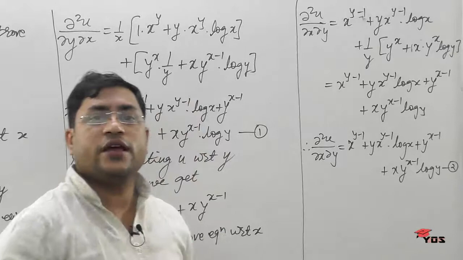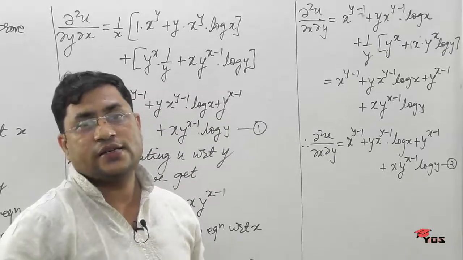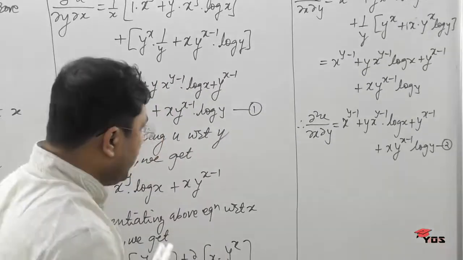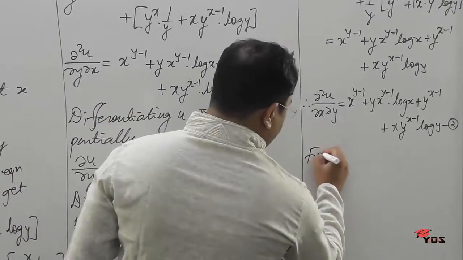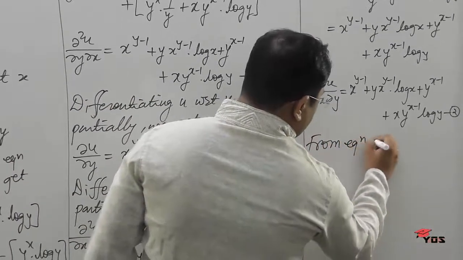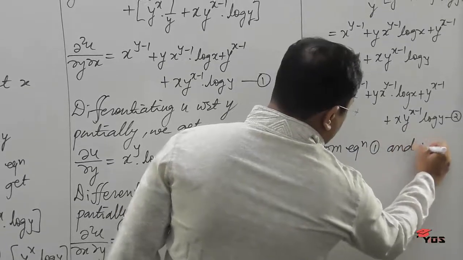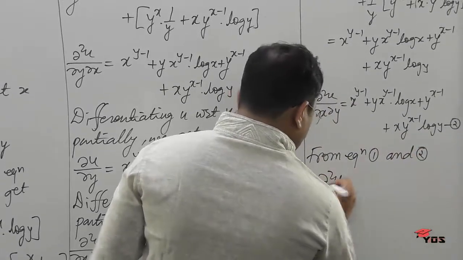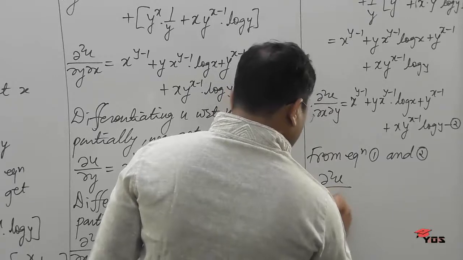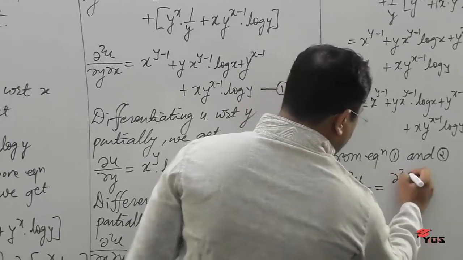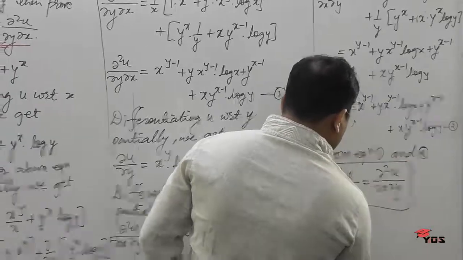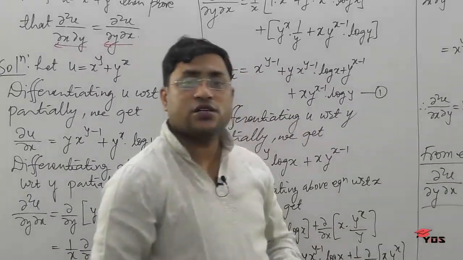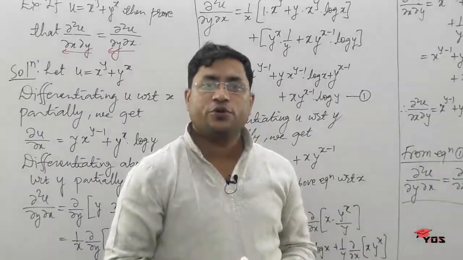So if we see equation 1 and 2, their right hand side is same, and that's why we can say the left hand side is also same. So from equation 1 and 2, we can write that ∂²u/∂y∂x is same as ∂²u/∂x∂y. So this way, using the concept of partial derivatives, we are able to prove the claim.